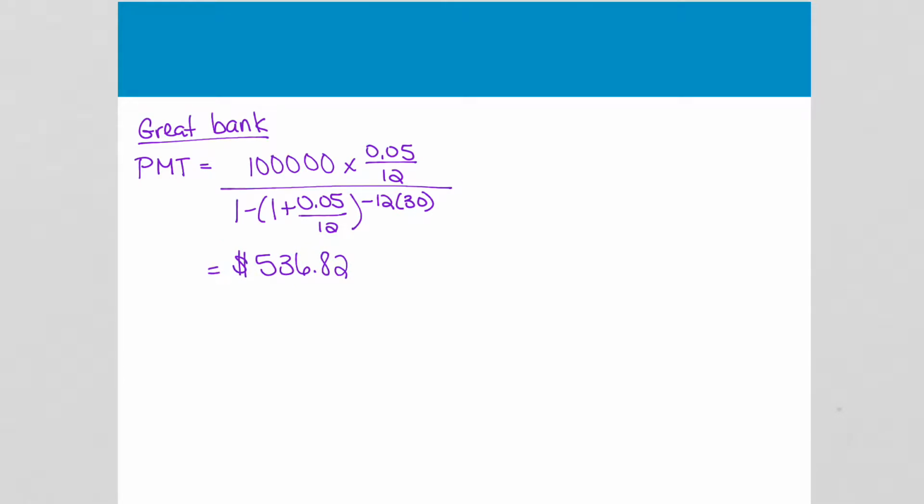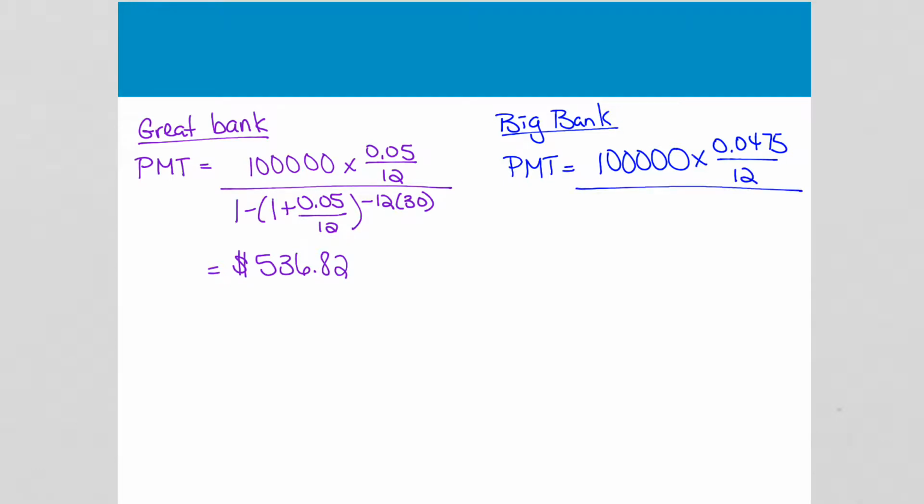Okay, then we're going to look at Big Bank. So the payment for Big Bank would be $100,000 times, the interest rate is 4.75%, so 0.0475 divided by 12, all divided by 1 minus 1 plus 0.0475 divided by 12 to the negative 12 times 30. So all we've changed so far is the interest rate. And your payment ends up being $521.65. Sounds like that's better, right?